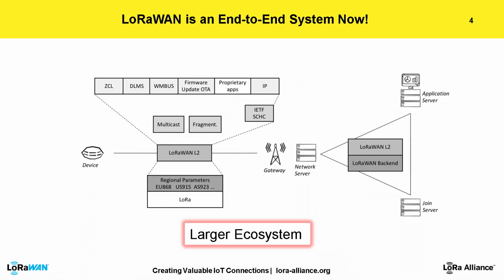Starting from a single protocol over the air between the end device and the network, we started building the whole end-to-end system that involves several different network elements that you will be hearing about today and tomorrow: network server, join server, application server. And marching into the application stack, commonly used application stacks like Zigbee, DLMS, wireless M-Bus. And below the LoRaWAN layer, supporting different regions and all that. So three-dimensional expansion has started, and that meant an even bigger ecosystem.